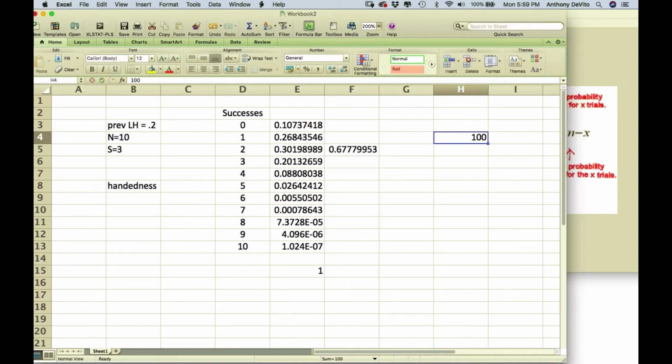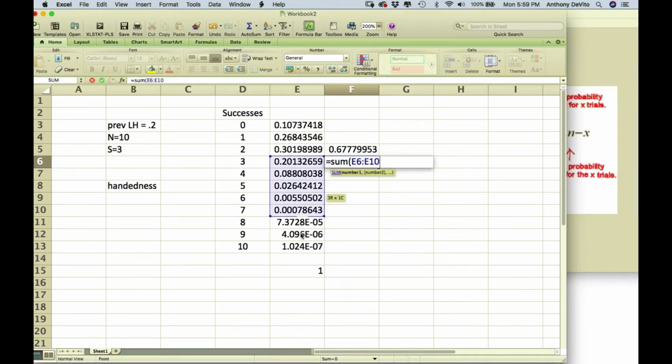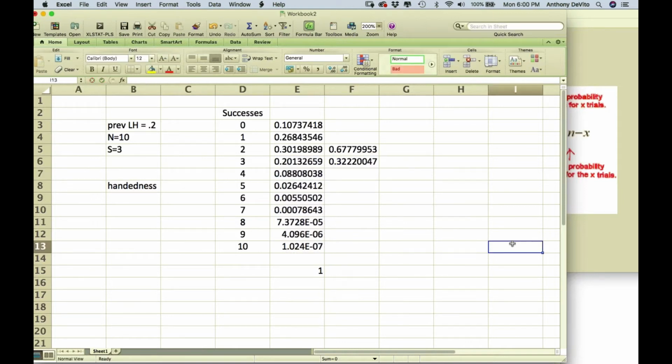And if I want to know the probability of getting 3 or more, it's going to be equal to the sum of all these probabilities. That's 3 or more, right? So easy enough to do in Excel.